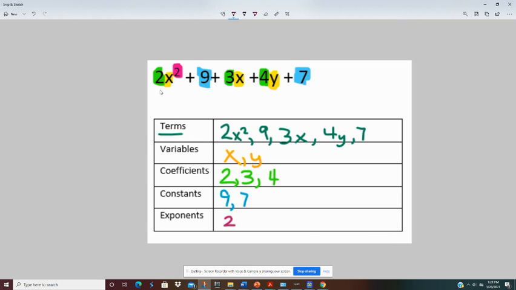So to review, each piece is called a term. The letters are variables. The numbers in front of the variables are the coefficients. And then the plain Jane numbers are the constants.